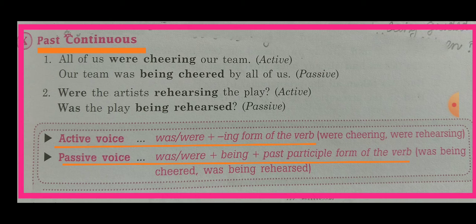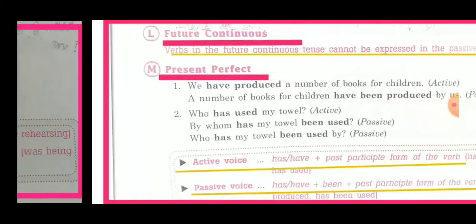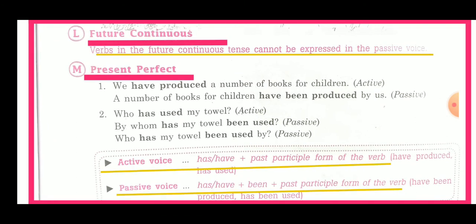Like all of us were cheering our team. Here verb plus ing form of the verb is changed into our team was being cheered by all of us. Was/were plus being plus past participle form of the verb. Now future continuous tense. Verbs in future continuous tense cannot be expressed in passive voice. This you have to remember.